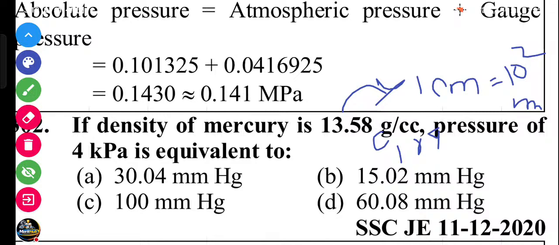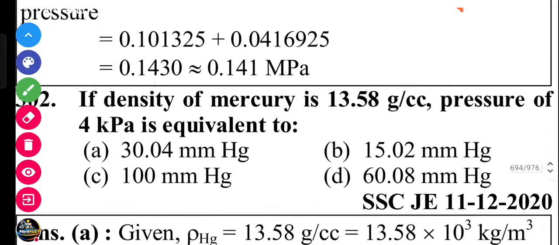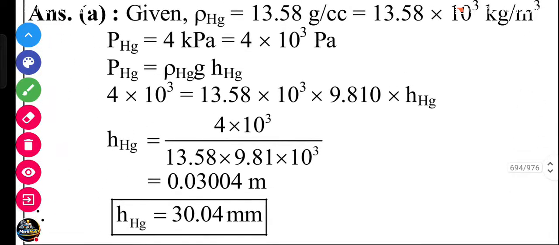The pressure is 4 kilopascals. Then the equivalent height is from P equals rho g h, where P is 4000 pascal. So h is 4000 divided by 13.58 into 10 to the power minus 4 into 9.81, and you can get the h. Let's check. This is the full solution. If we put the data, you can get 30.04 mm.